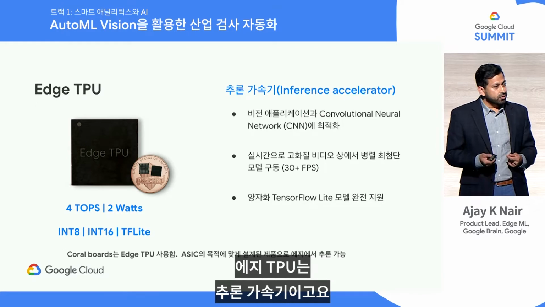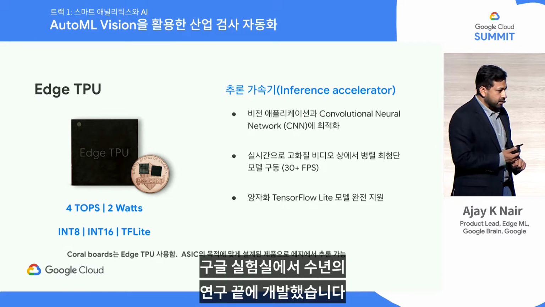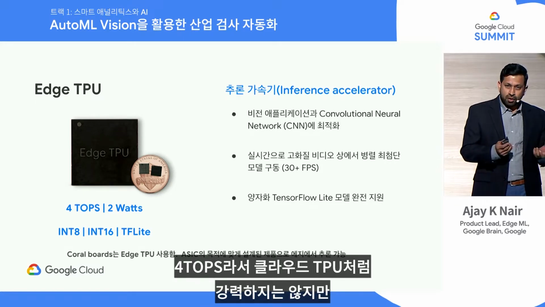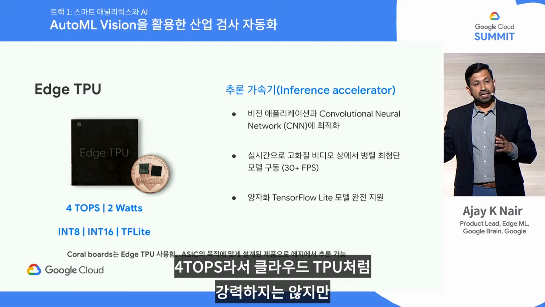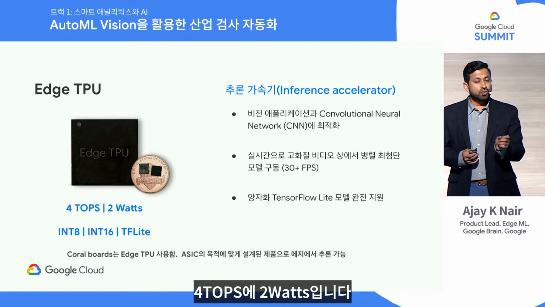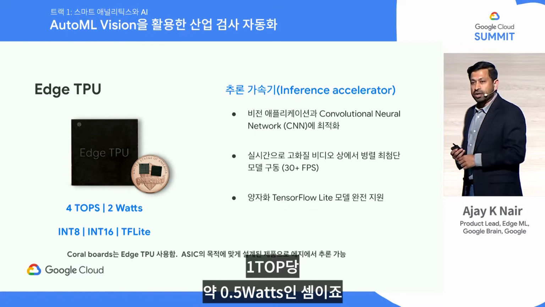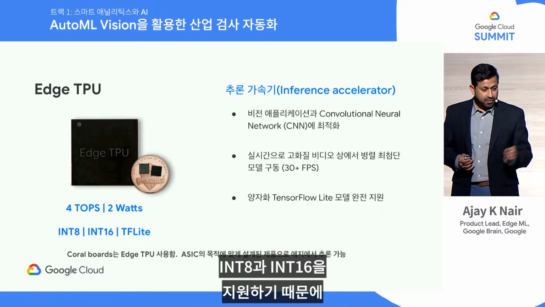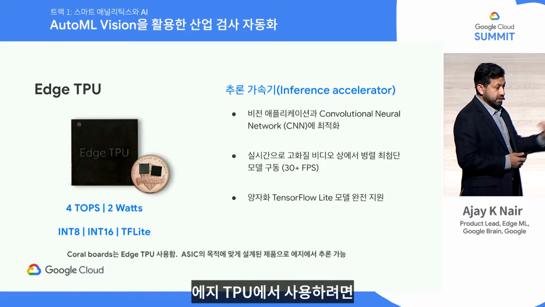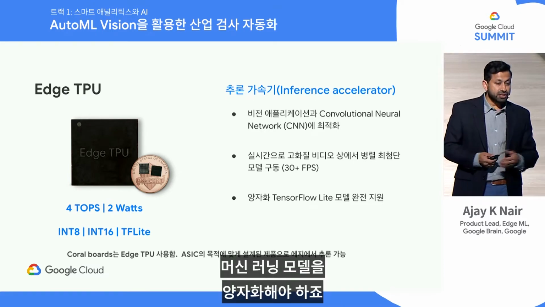The Edge TPU is an inference accelerator. It's been in our labs for a couple of years. It's 4 teraops, so it's not as powerful as the cloud TPUs, but it's very power efficient. It's 2 watts for the 4 teraops, so roughly half a watt per teraop. And it supports Int8 and Int16, which means that your machine learning models need to be quantized to be able to run on the Edge TPU.